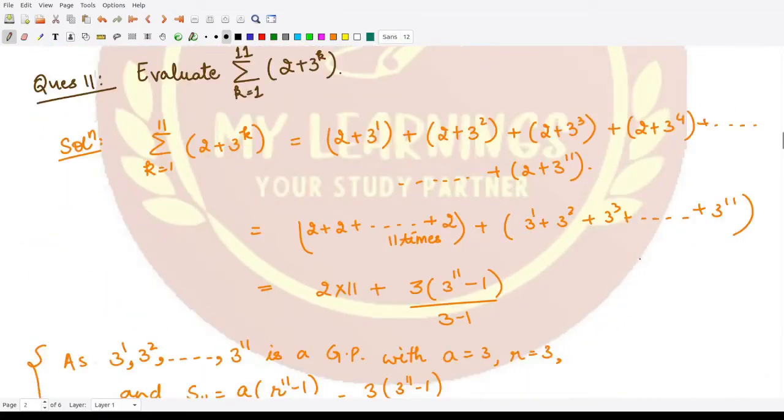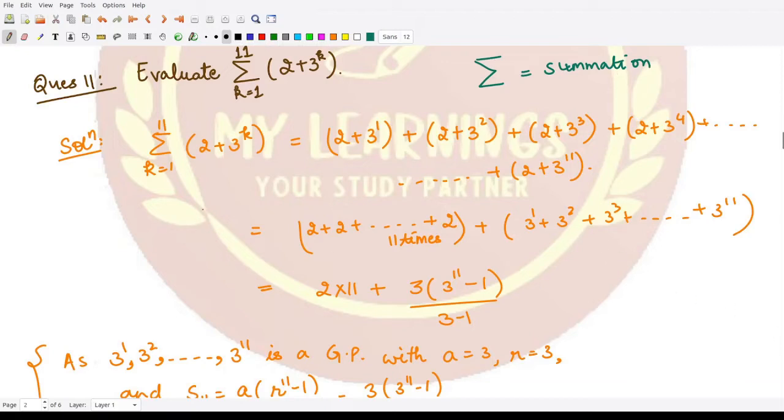In question number 11, they are asking you to solve this thing, summation. What does this sign represent? It tells you about the summation, and it means that we have to add all the terms, right?